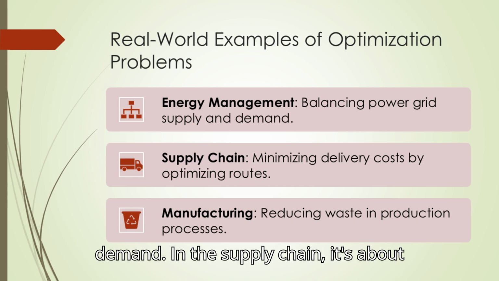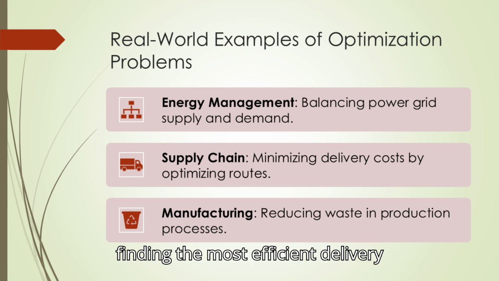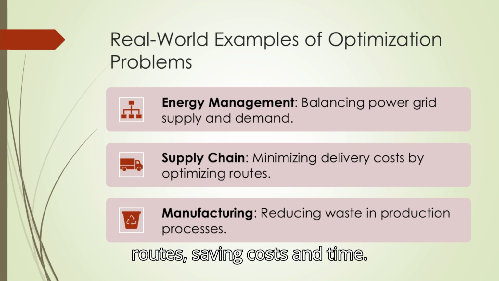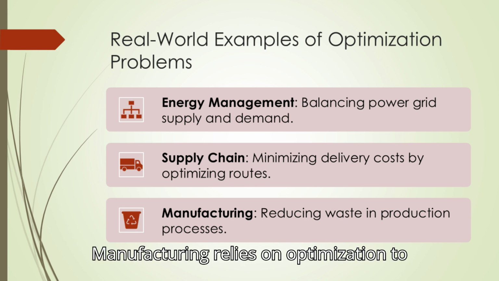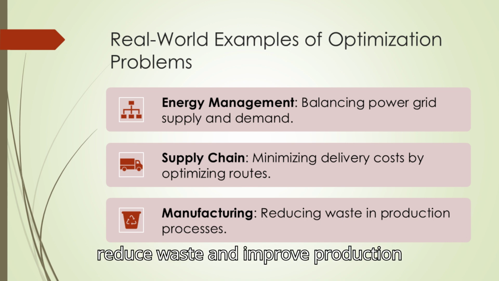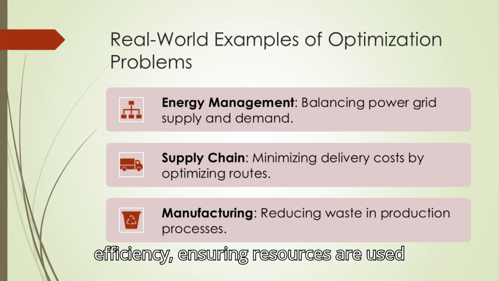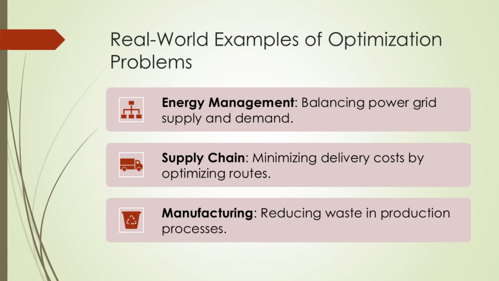In the supply chain, it's about finding the most efficient delivery routes, saving costs and time. Manufacturing relies on optimization to reduce waste and improve production efficiency, ensuring resources are used to their full potential.